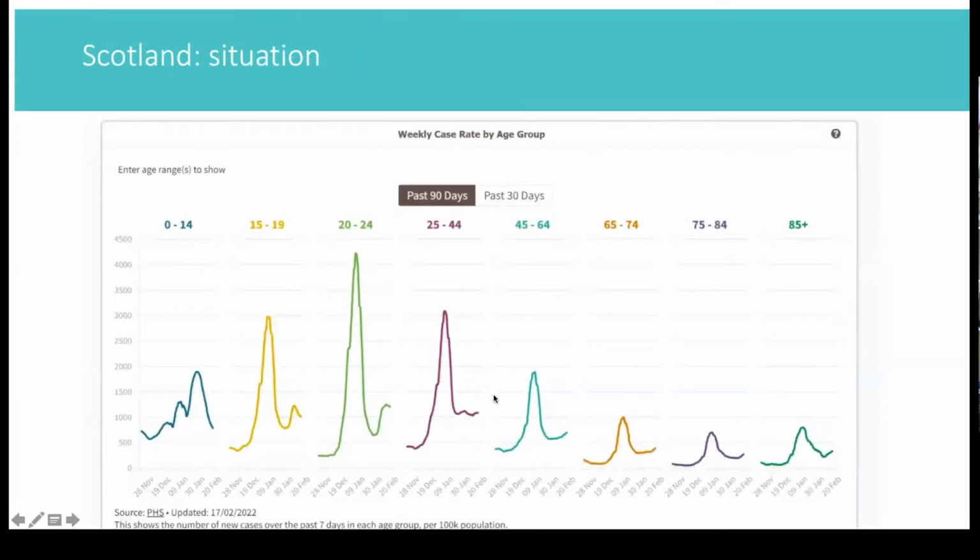So just moving to where we are right now. The current situation in Scotland: we've seen very, very high levels of infection in children over the Omicron wave, unfortunately. And the fact that children are the most unvaccinated population hasn't helped this.